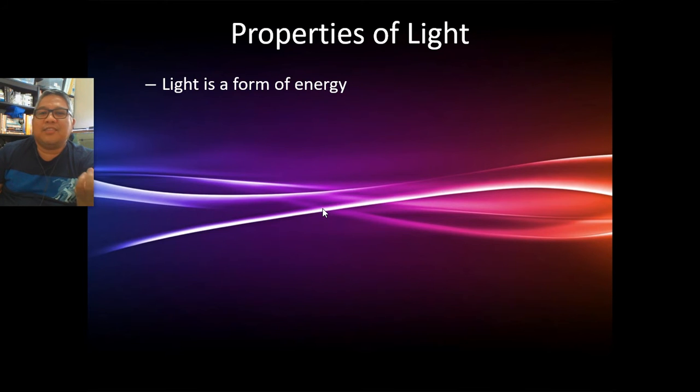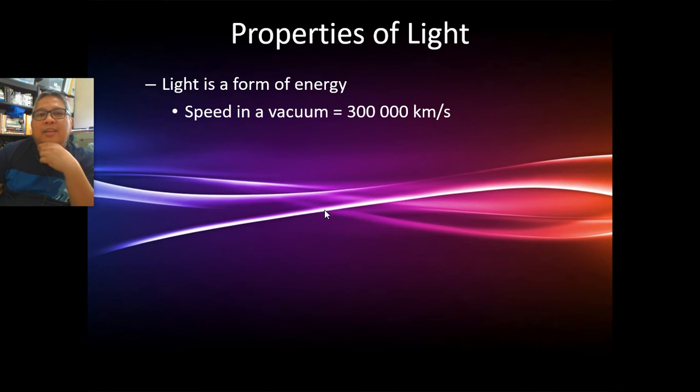Properties of light. So light is a form of energy, and you can actually feel it. You go outside when it's sunny, you can feel the heat, right? And heat is a form of energy. So it's the speed in a vacuum. The speed of light is 300,000 kilometers per second. So in 1 second, it has traveled 300,000 kilometers.